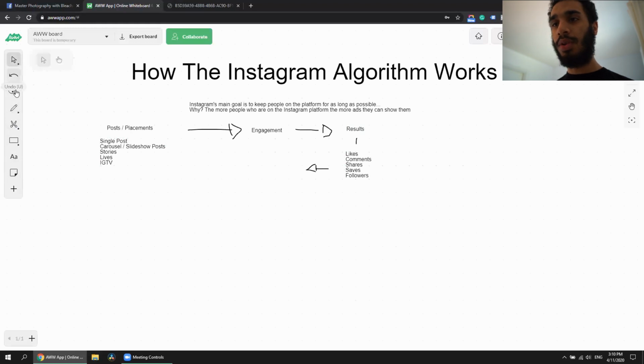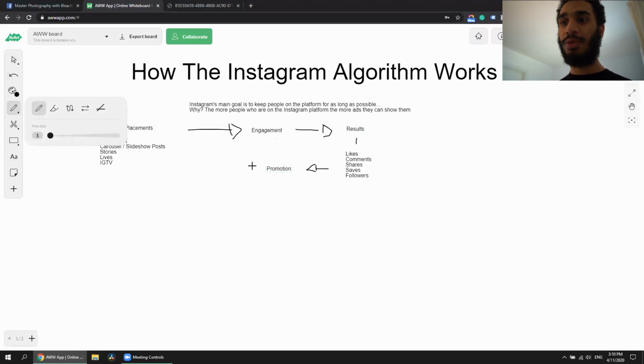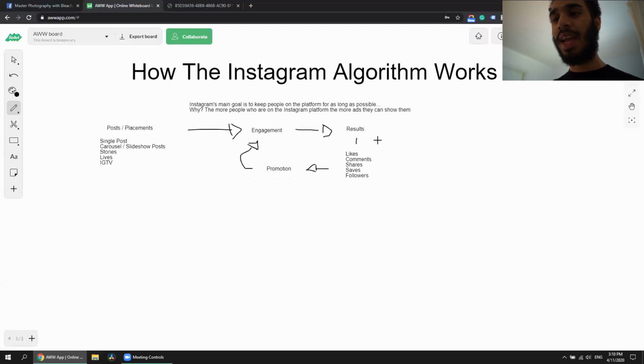It's going to promote you automatically or organically. And I'm going to show you why this is important, right? So we're going to do promotion. So it's organically going to promote you, and then when it organically promotes you, what happens? You get more engagement, right? And then when you get more engagement, you get more results.